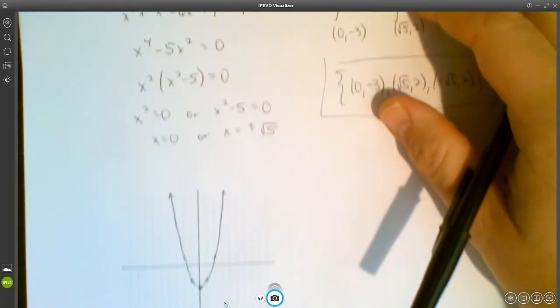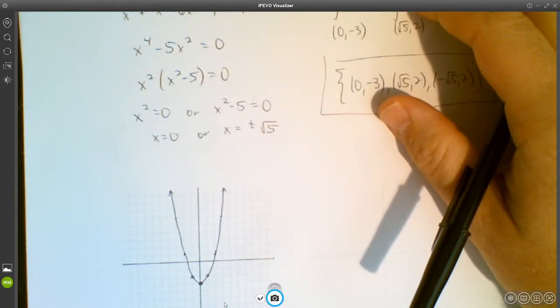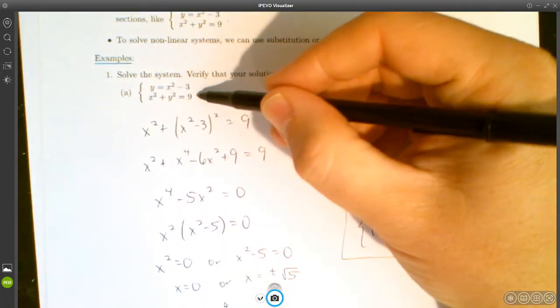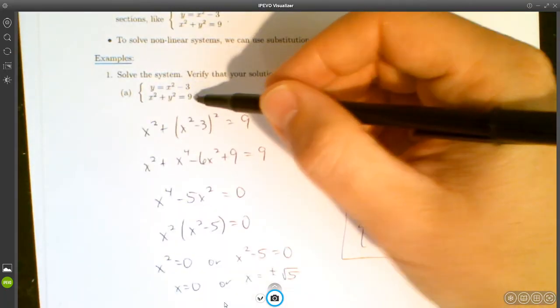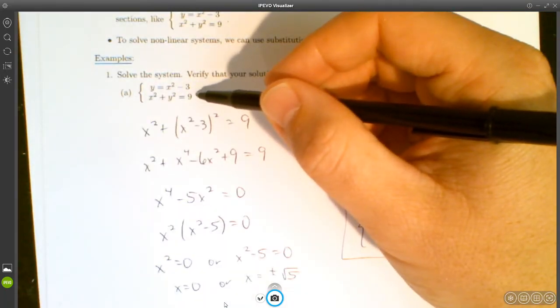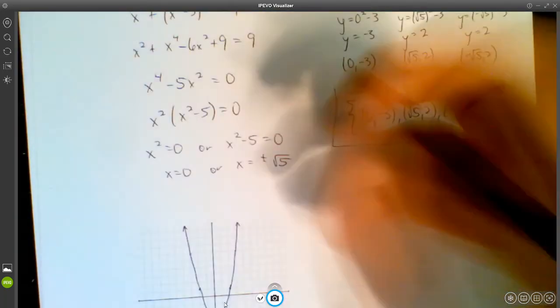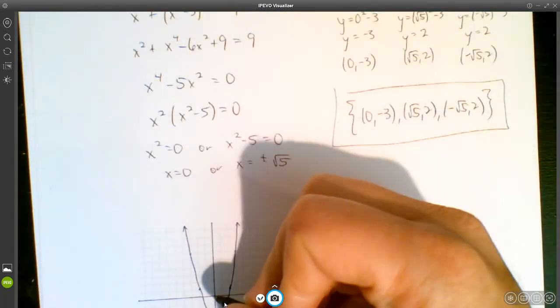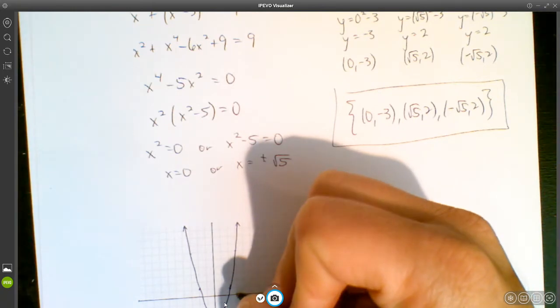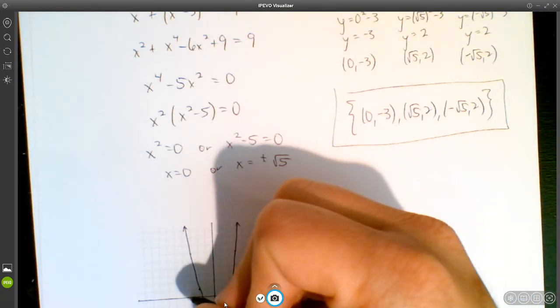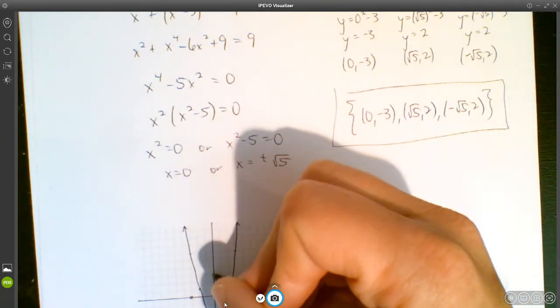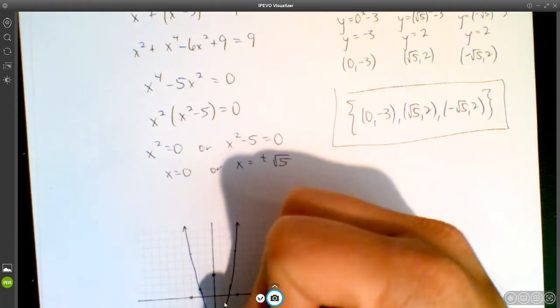All right, so there's y equals x squared minus 3. And now x squared plus y squared equals 9. That's a circle centered at 0, 0 with radius 3. So it's centered at 0, 0 and the radius is 3. 1, 2, 3.